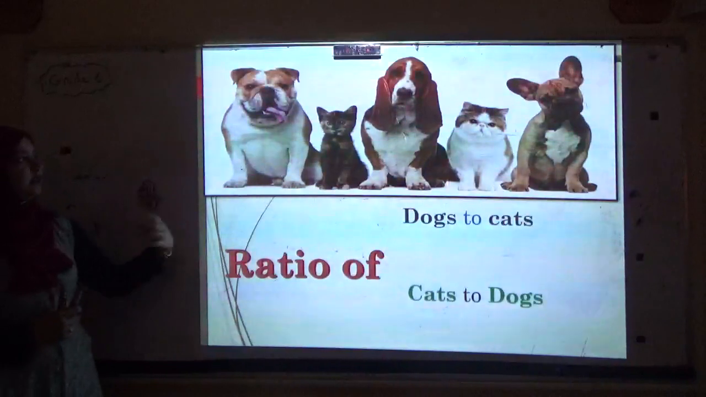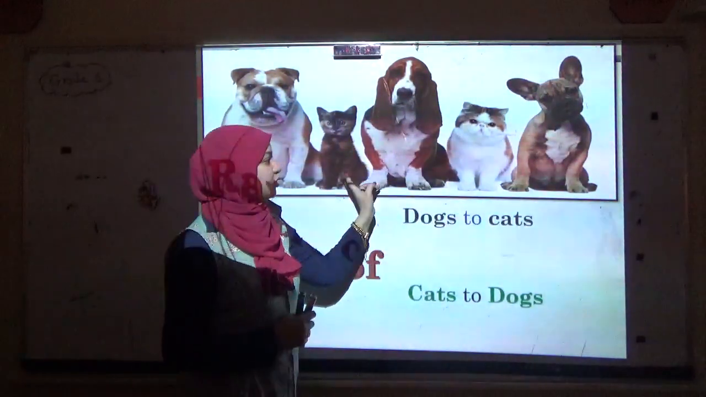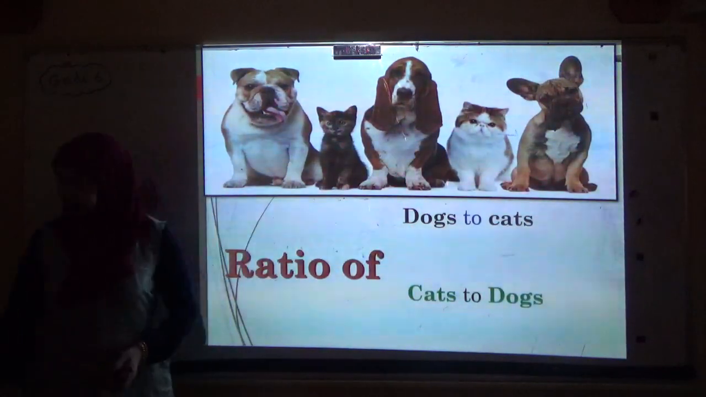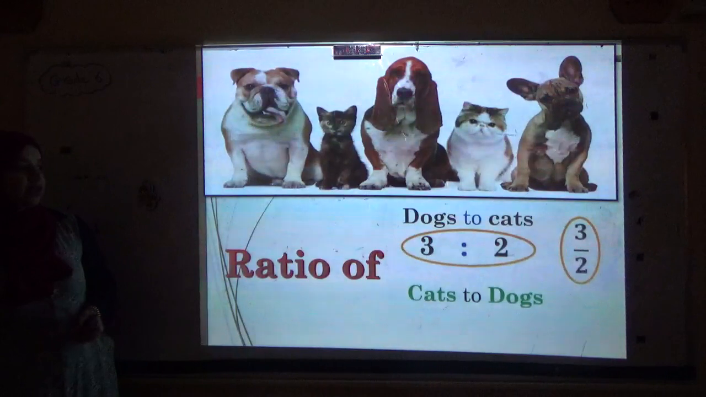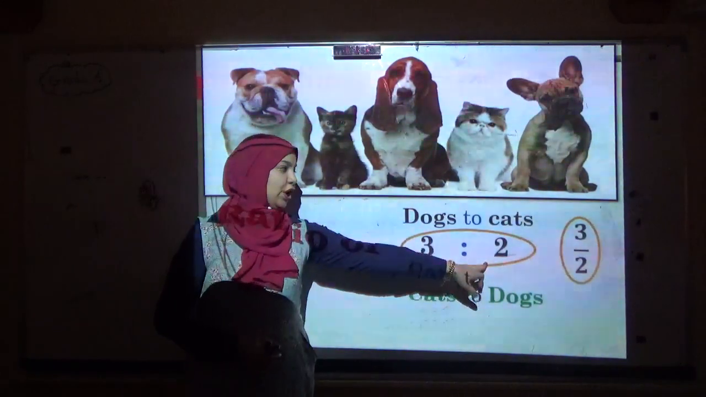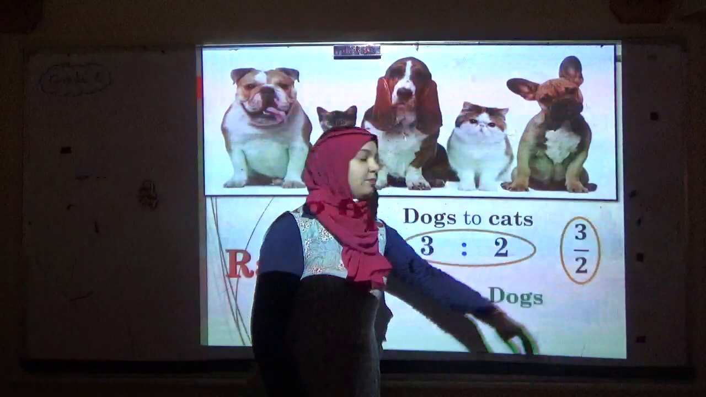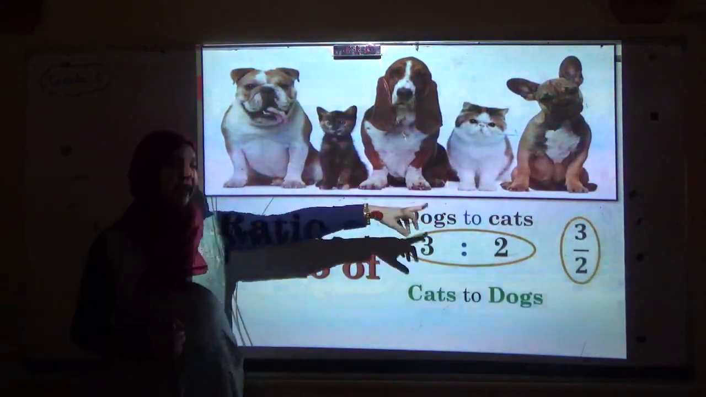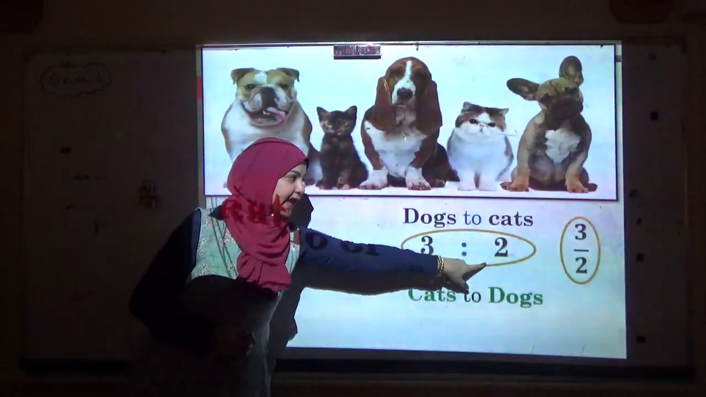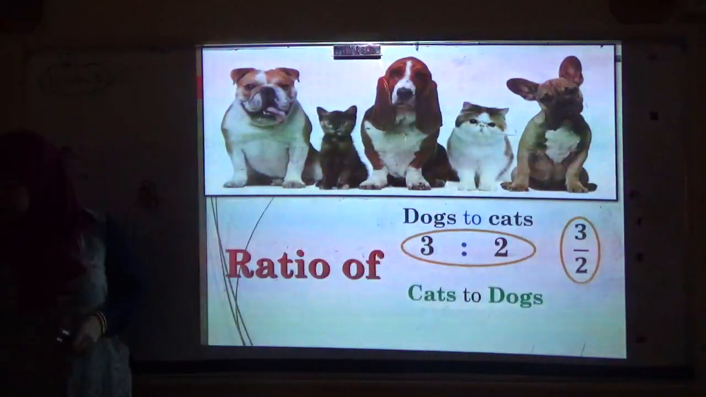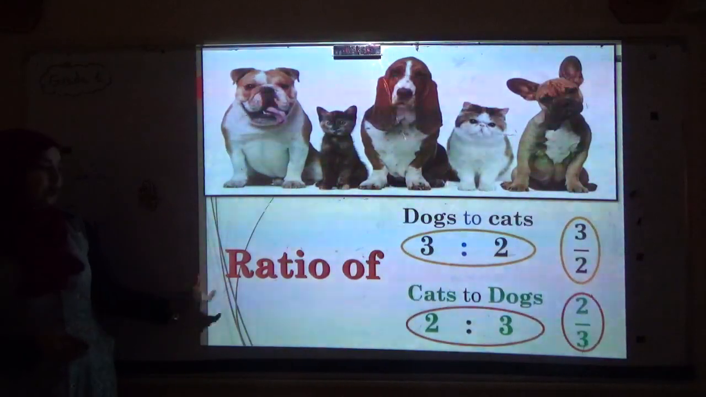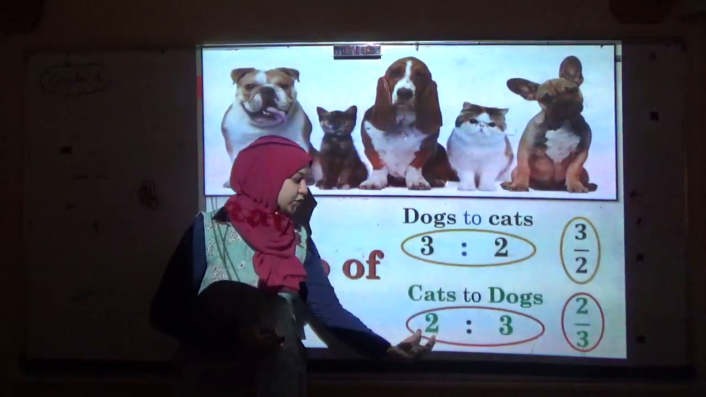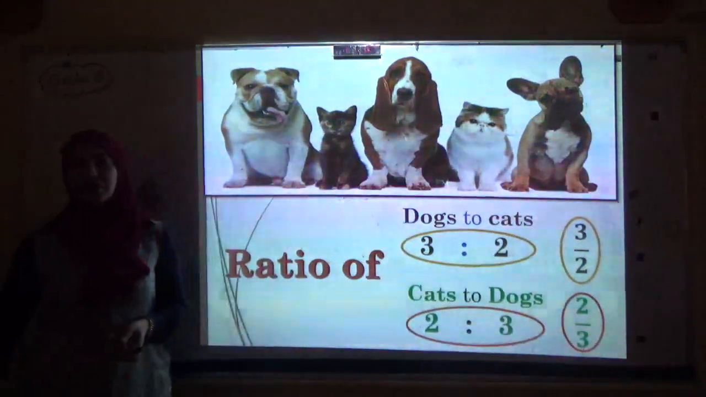For example, in this picture, we have 3 dogs and 2 cats. So we can say that the ratio of dogs to cats is 3 to 2. Or we can write this ratio as a fraction because mathematically ratio is a fraction. So the ratio of dogs to cats, 3 dogs to 2 cats, or 3 over 2. But the ratio of cats to dogs, here we have 2 cats and 3 dogs. So the ratio of cats to dogs is 2 to 3, or as a fraction, 2 over 3.